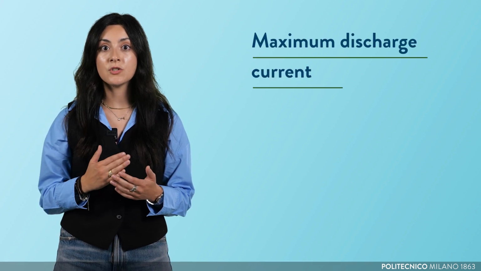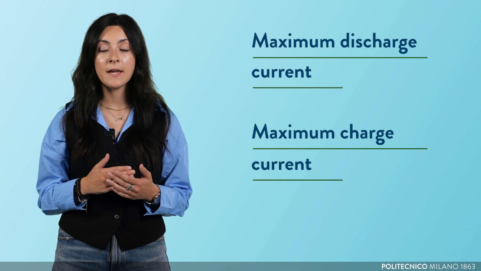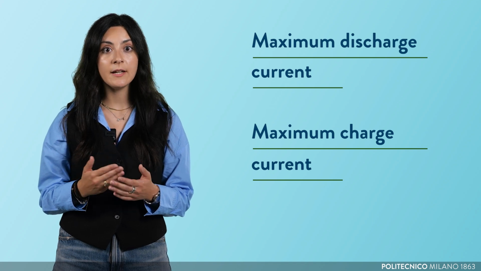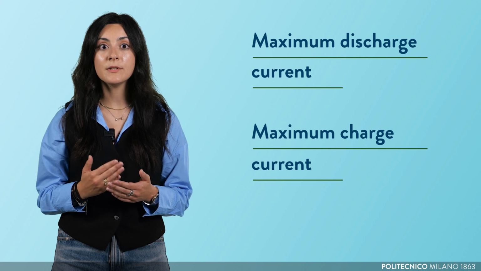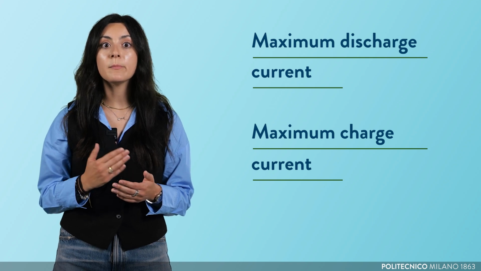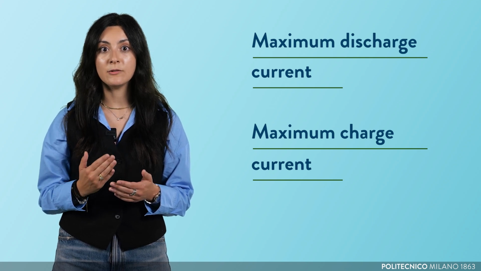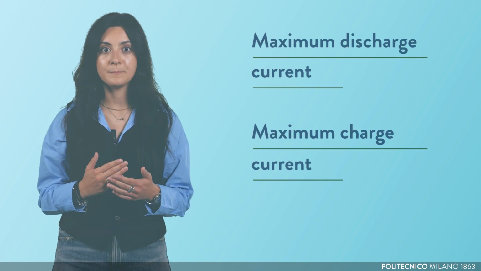battery. Regardless of what you decide to do, you will always need to identify two additional parameters, namely the maximum discharge and charge currents. These, respectively, determine the maximum output current provided by the battery to the load and the maximum input current accepted by the battery from the photovoltaic plant.